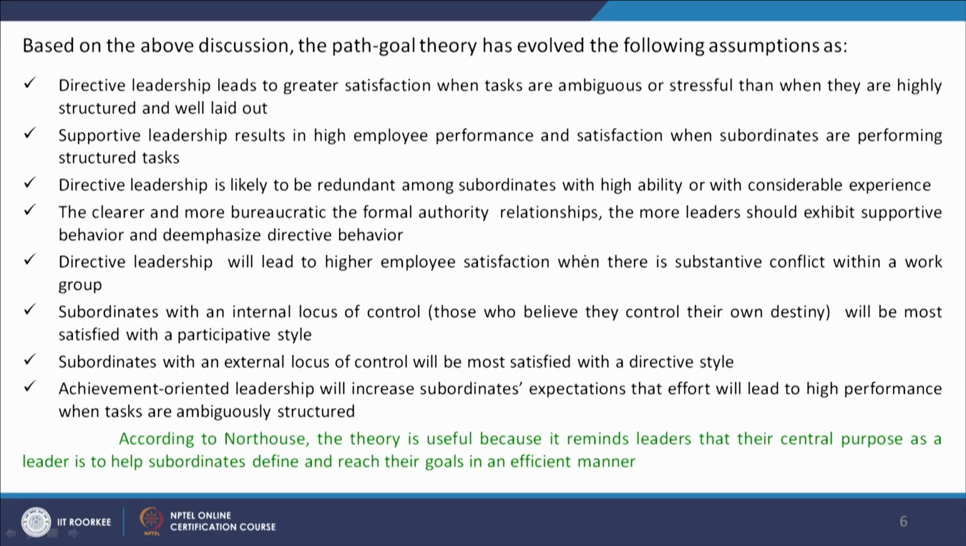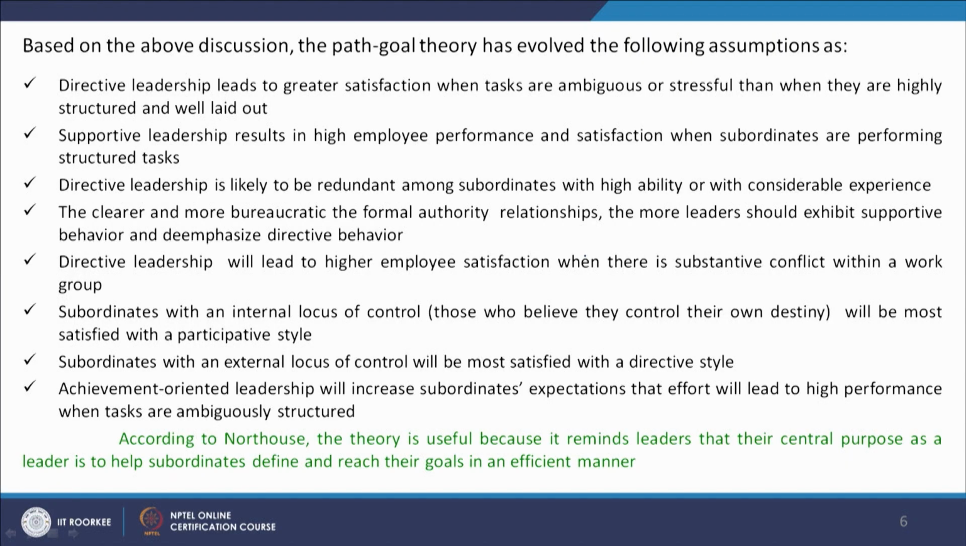Again, directive leadership will lead to high employee satisfaction when there is substantial conflict within a work group. Definitely, members should all work together towards the common goal, but if there is a conflict of interest among the members and they fail to cooperate or coordinate the task structure, under such circumstances directive leadership plays a very important role, because detailed directives are provided to the followers, which leads to task performance and at the same time a high level of satisfaction, because there is more role clarity.